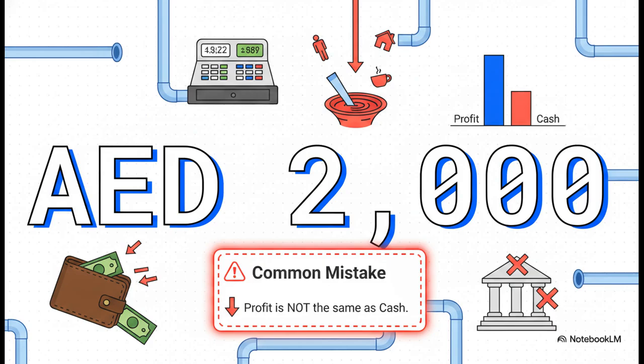Can you pay your staff? No. Can you pay your rent? No way. Even though your business is highly profitable on paper, you're actually in a massive crisis. Remember, profit is not the same as cash. Your cafe could literally close down tomorrow just because you don't have the cash to survive the week.